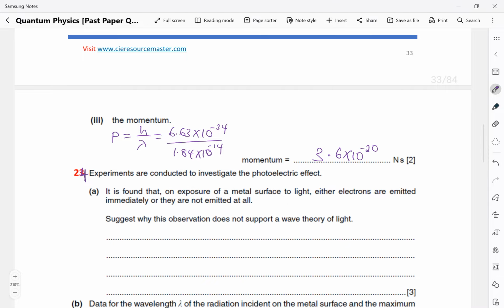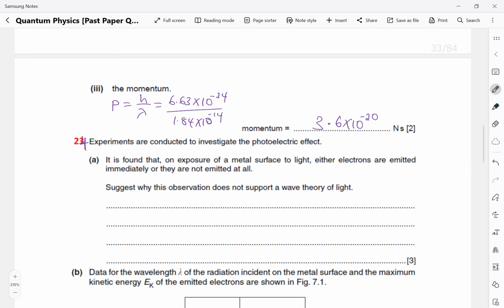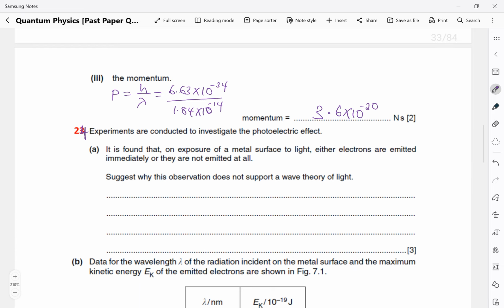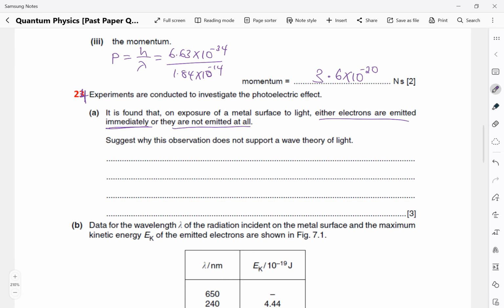When experiments are conducted to investigate the photoelectric effect, it is found that on exposure of a metal to light, either electrons are emitted immediately, that is instantaneous emission, or they are not emitted at all. Suggest why this observation does not support the wave theory. Of course, the wave theory would predict that there is no need for instantaneous emission.